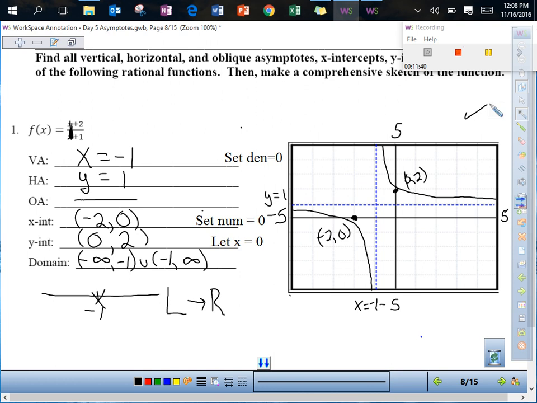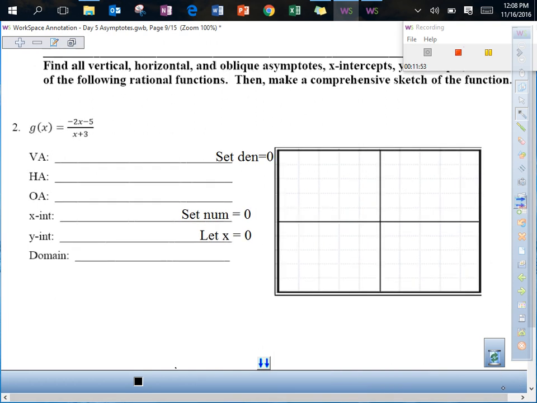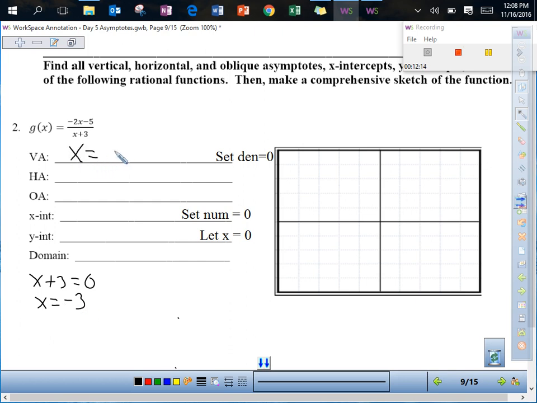On number 3, I'm going to throw you for a little loop, but I'm going to quickly go through number 2 because the steps are the same. The more you hear it, the better off you're going to be. So here goes my number 2. To get my vertical asymptote, we're going to set the denominator equal to 0. So we're going to set x plus 3 equal to 0. We're going to get x equal -3. So my vertical asymptote, x equal -3.